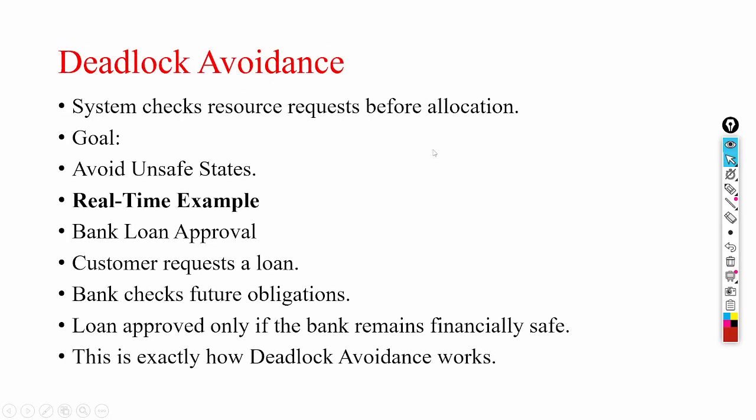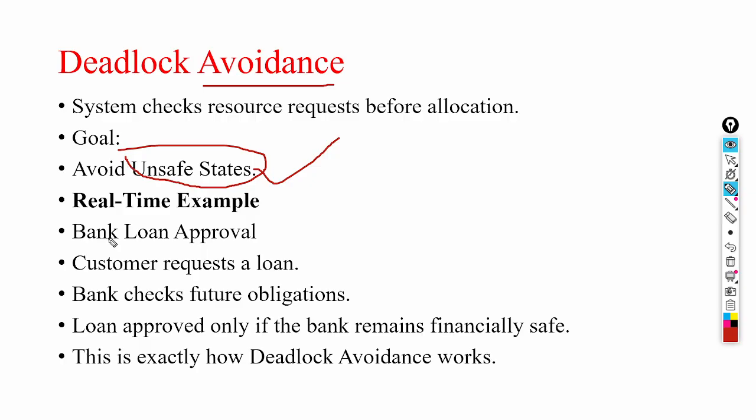The next one is deadlock avoidance. Now we are moving to deadlock avoidance. Deadlock avoidance is different from deadlock prevention. In deadlock prevention, we are breaking one condition from those four conditions. Here the system carefully checks every resource request before the allocation. The main goal is to avoid entering an unsafe state. Only safe resource allocations are allowed.